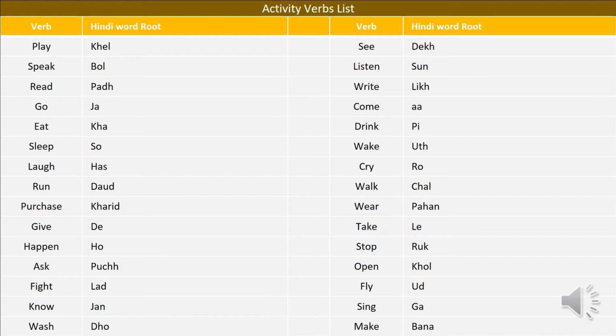Purchase is खरीद. Give is दे. Happen is हो. Ask is पूछ. Fight is लड़. Know is जान. Wash is धो.